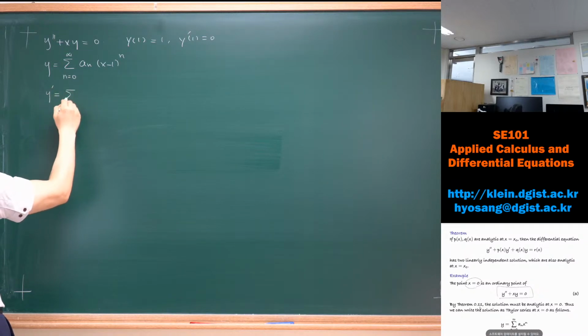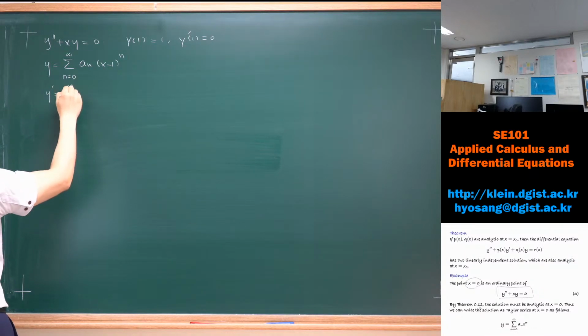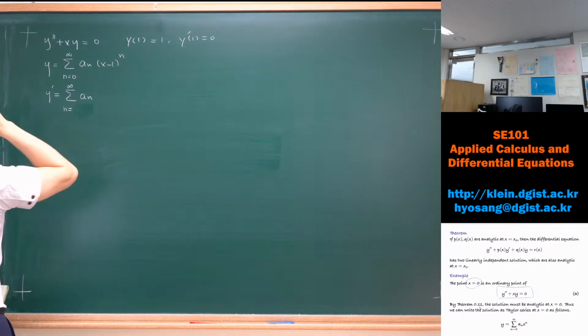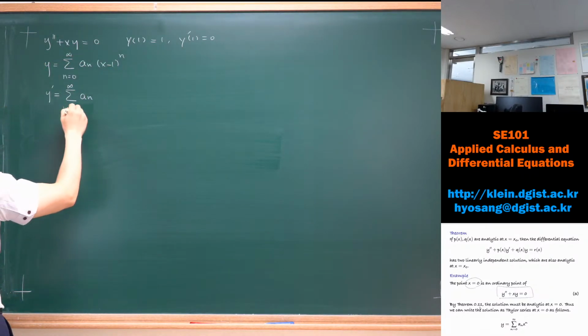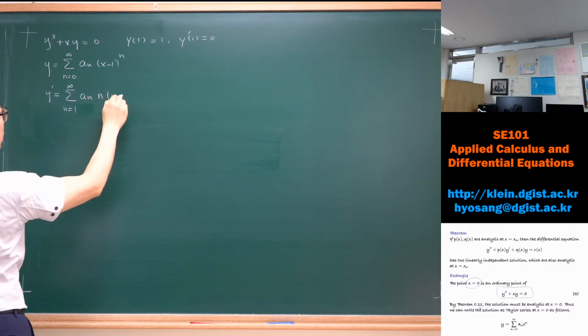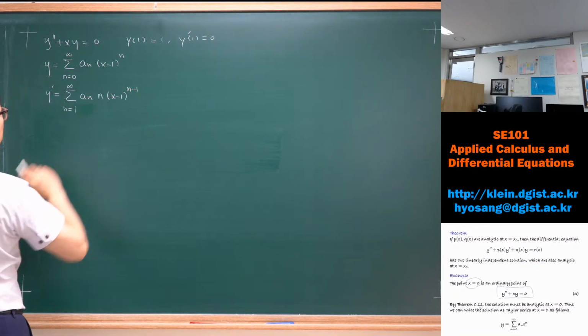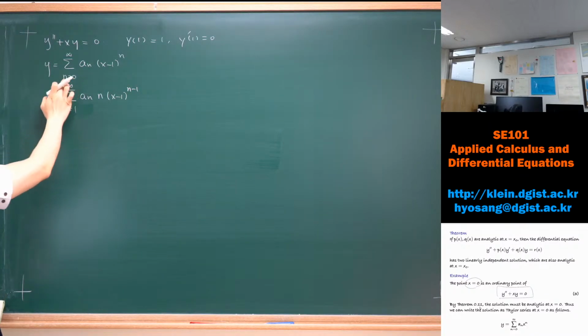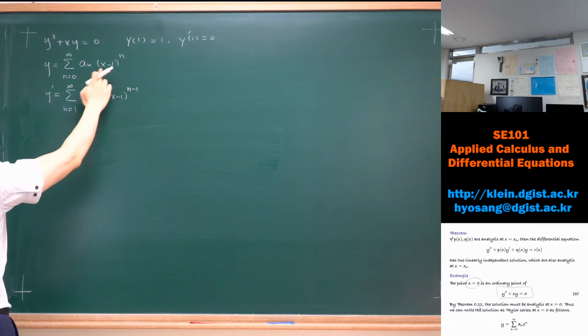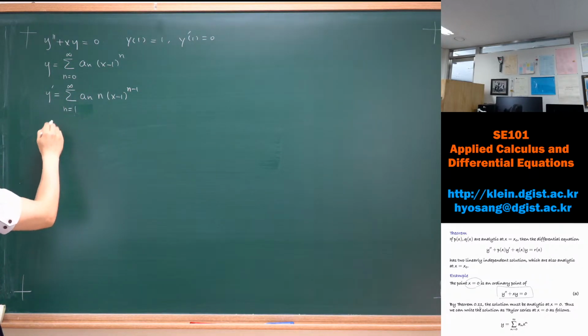So let's try to do this step by step. When I take the first derivative, the zeroth order term, which is constant, disappears. So n starts from 1, and we have n times (x minus 1) to the n minus 1. Nothing else changed, only my first term disappears. I don't change the index here, okay? I'm just taking the derivative of these power terms.